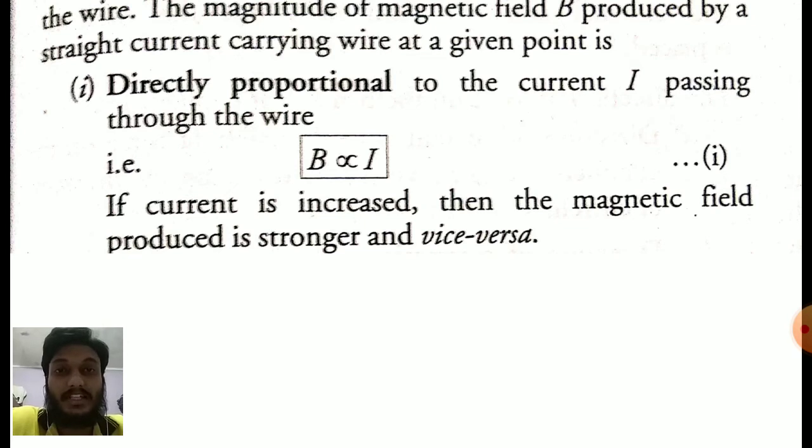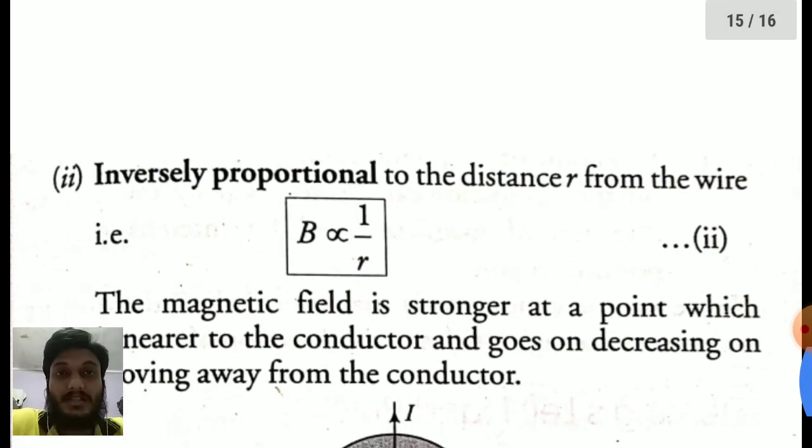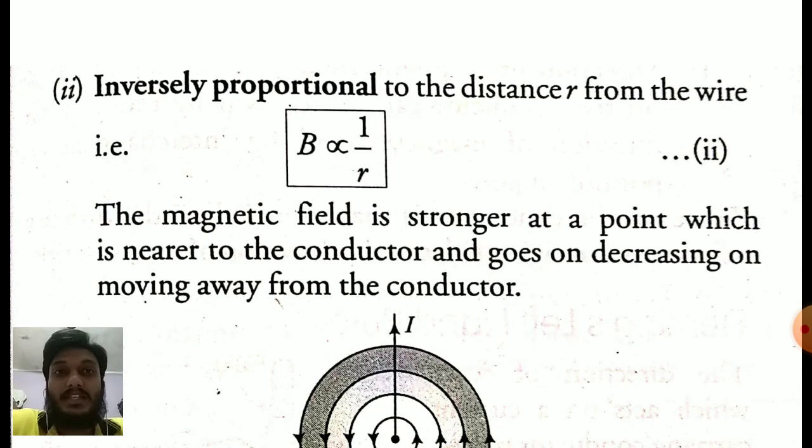जो वायर है, अपना straight वायर था, उसमें जो करंट फ्लो हो रहा था, इन दैट केस द मैग्नेटिक फील्ड इज डायरेक्टली प्रोपोर्शनल टू करंट. और करंट ज़्यादा होगा तो मैग्नेटिक फील्ड भी ज़्यादा होगा, और करंट कम होगा तो मैग्नेटिक फील्ड भी कम होगा. दैट B इज डायरेक्टली प्रोपोर्शनल टू I. वी हैव गिवन एज इक्वेशन 1. नाउ सेकेंड इज द मैग्नेटिक फील्ड B इज इनवर्सली प्रोपोर्शनल टू डिस्टेंस R.